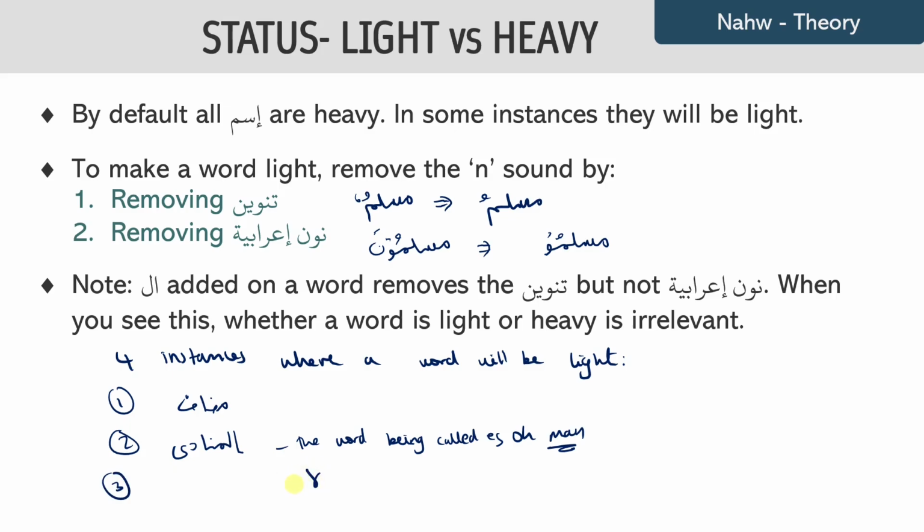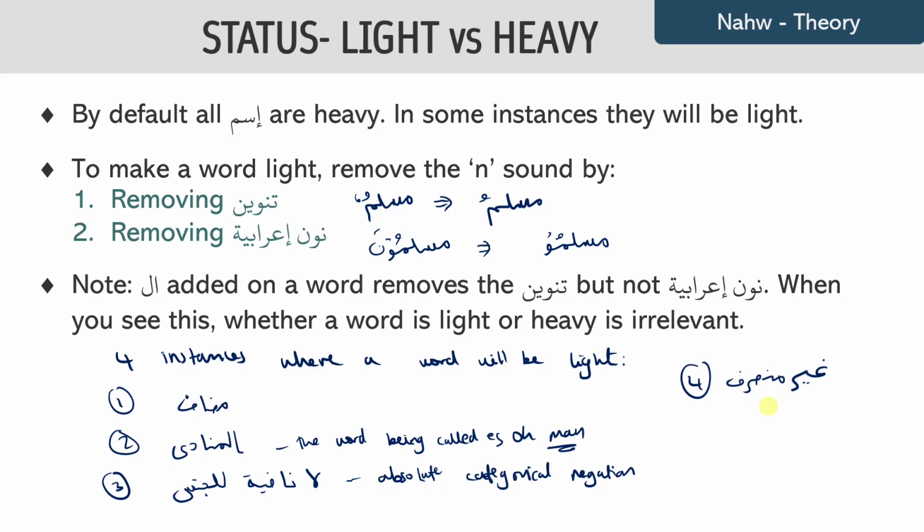La nafiyatu lil jins, or easily said la nafi jins. This is the absolute categorical negation. It doesn't matter what these things are for now. All you need to learn is that there are 4 reasons, and that these are the reasons, and we are going to be learning these 4 instances in more detail later on. So know that there are 4 instances where a word will be light, and that is when it is mudaf, when it is al-munada, la nafi jins, or ghair munsarif.